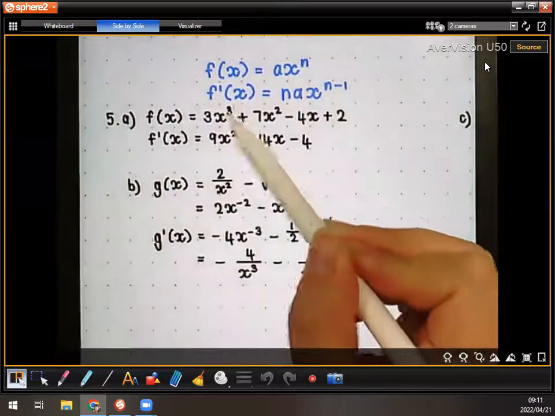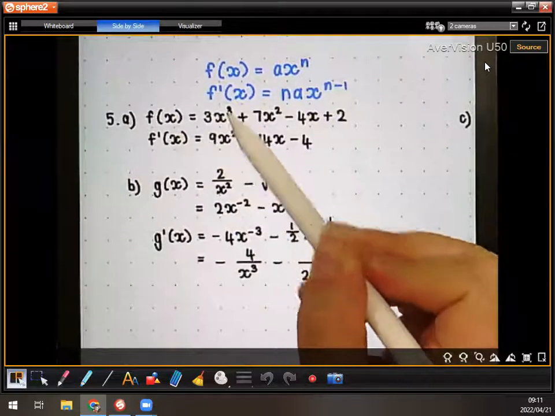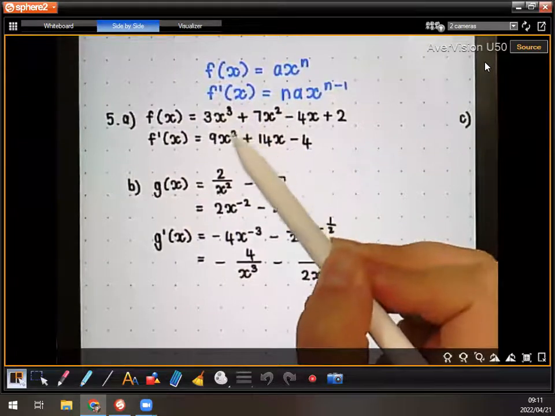Okay, so now 3 times 3 is 9. And x, you have a 3 minus 1, which is a 2.